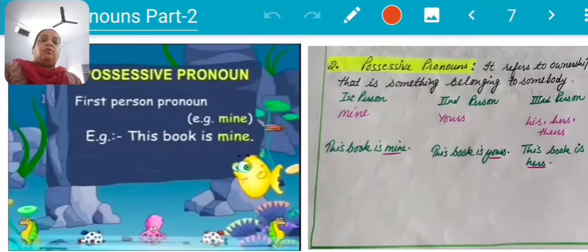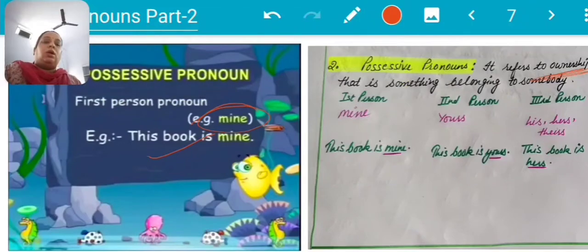Now, the second kind we have covered, possessive pronoun. Possessive pronoun refers to the ownership, that is something belonging to somebody. For example, this book is mine. So, here mine is what? First person pronoun. Clear?